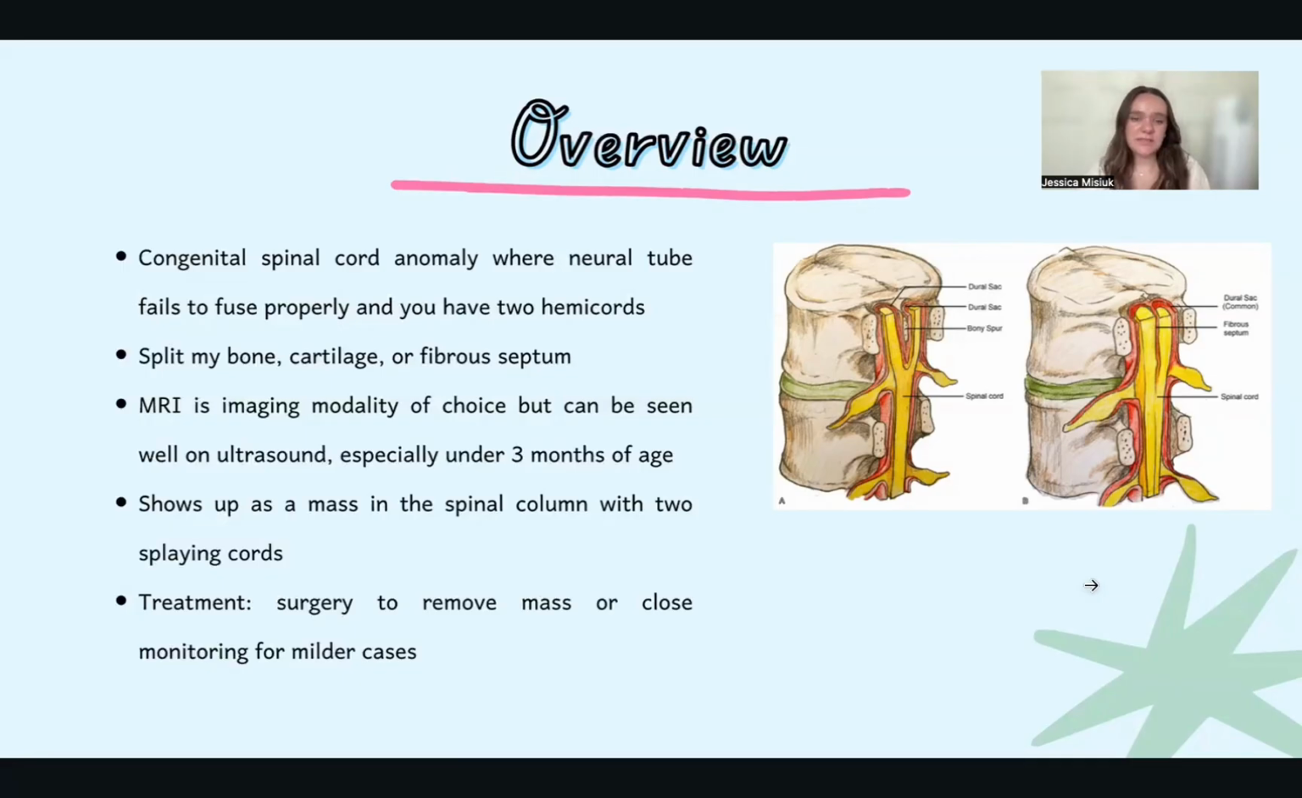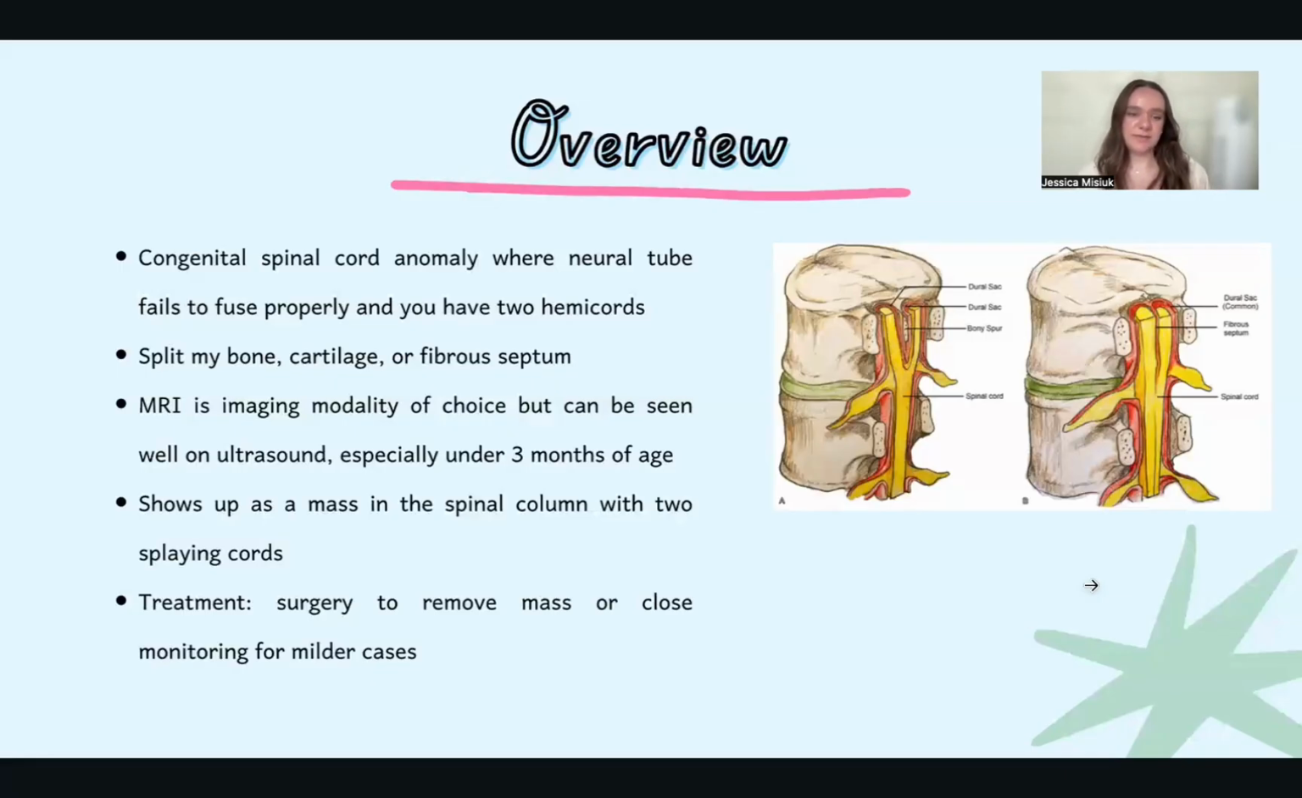So, with this type of anomaly, an MRI is the imaging modality of choice, just because we're dealing with being near the vertebrae, and sometimes it can be hard with ultrasound to penetrate through to the tissue below. MRI is the imaging modality of choice, especially at or after 3 months, because under 3 months, the bones are not completely ossified.